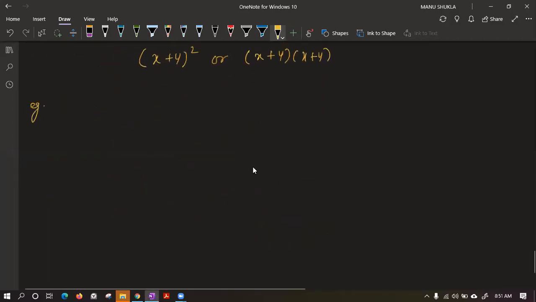Example: 4y square minus 12y plus 9. Class, again go in a similar way. First try to find a and b, then finding 2ab will be easy for you. First try to understand, it will not be solved by taking common, it cannot be solved by regrouping, so we have to go for the third way, and the third way is by formulas.